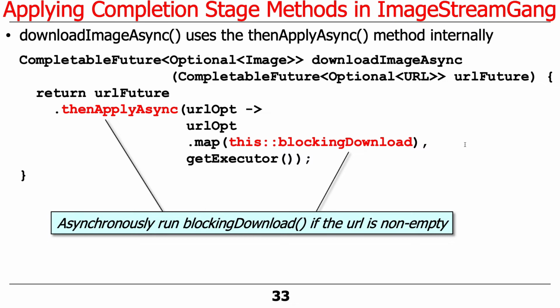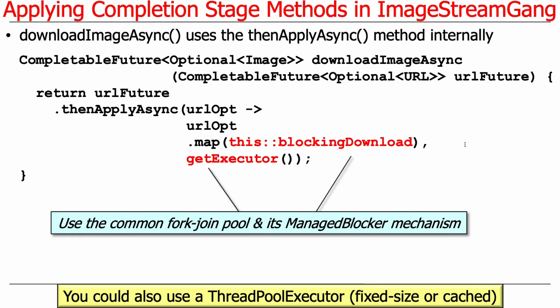And so what it'll do in this case is asynchronously run blocking download if the URL is not empty. And blocking download, you may remember, is the method we talked about a while back that used the common fork join pool and the managed blocker mechanism to download an image, or perform a blocking computation, in such a way that if there aren't enough threads, it'll go ahead and compensate by creating new threads. So this can dynamically create a new thread. In this particular case, we're using the common fork join pool, and so we need to use the managed blocker.